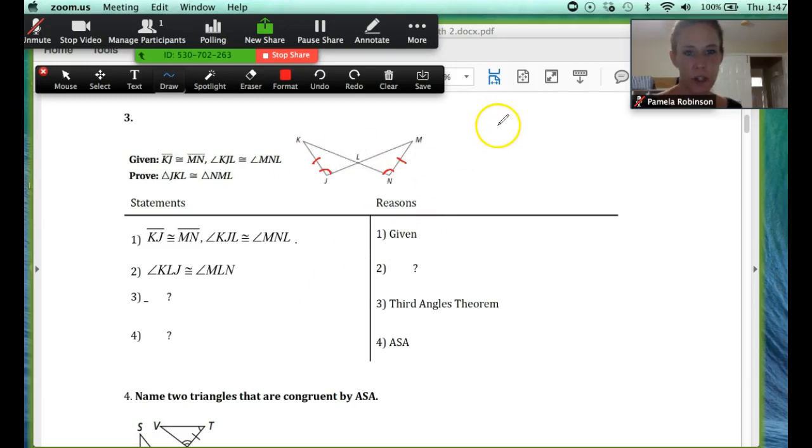Now we have some ways to show that things are congruent. Let's just write them down. One way is angle side angle. There's side angle side. There's angle angle side, or side side angle. There is not angle side side.